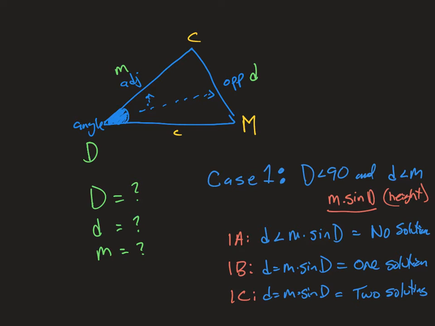Okay. So case 1 has 3 subcases. There could be no solution, there could be 1 solution, or there could be 2 solutions. And this is the only case where you have to figure out that height, which is M sine D. And again, that came from the video that we watched in class. That part was done well. Okay, so case 1, please take time to jot this down in your notes, and then we're going to go over the other 3 cases on the next slide. They don't take up near as much space.